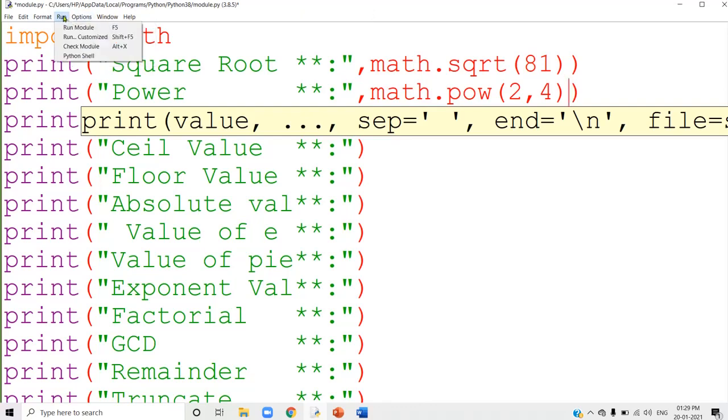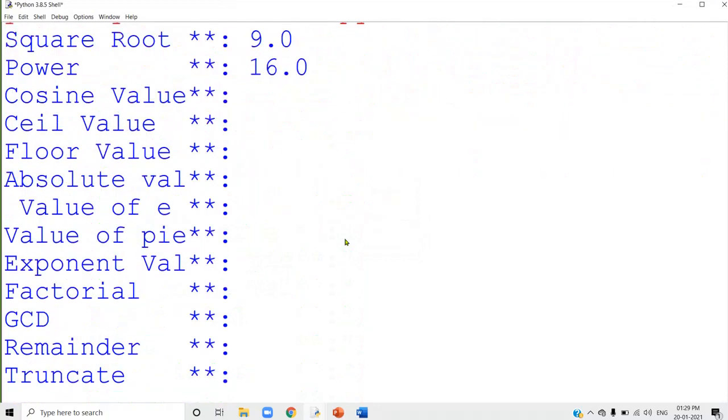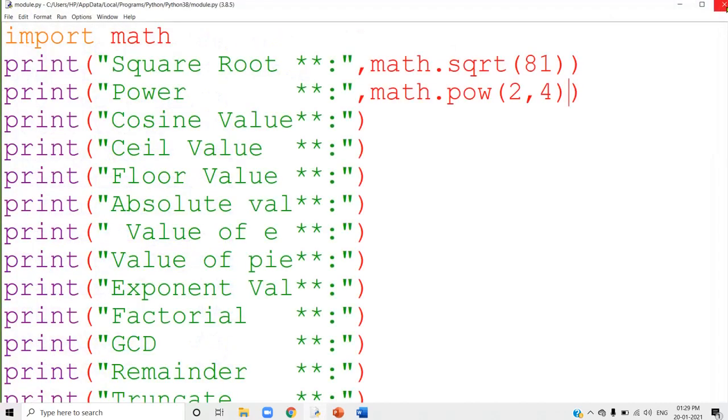Go through the second answer. The first one is the square root answer and this is the second answer. See, the second answer says 2 raised to 4 is 16. You got the answer 16 there. Understood? So that is the use of the pow function.